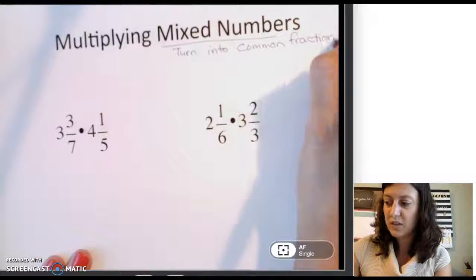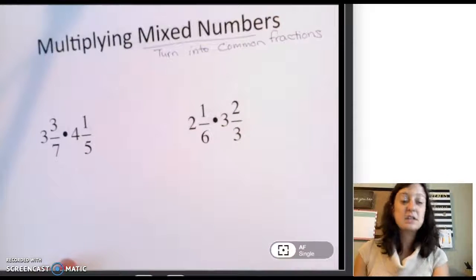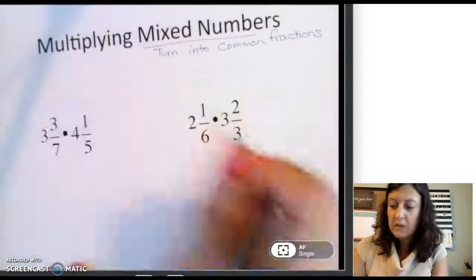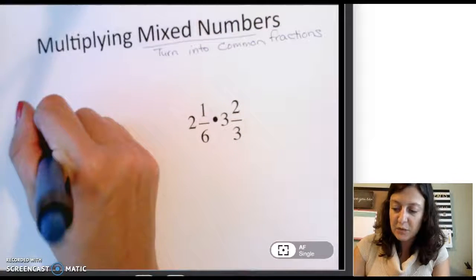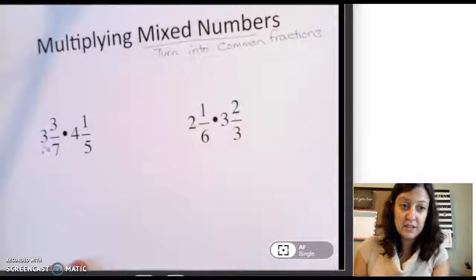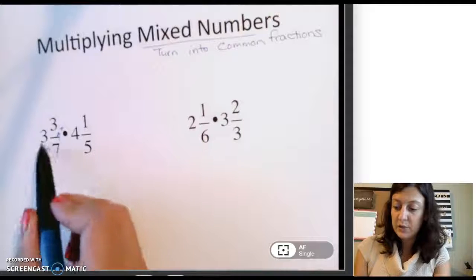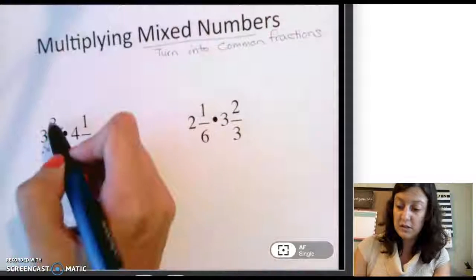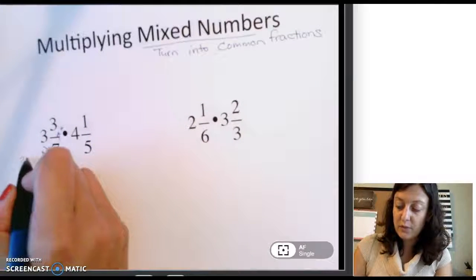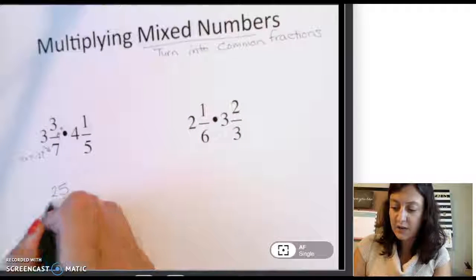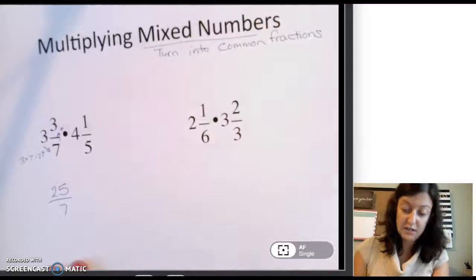Improper just sounds so yucky, like we shouldn't be doing that. These are common fractions. That's another math term for the same thing. To convert to a common fraction, I multiply this number times the denominator, and then I add. 3 times 7 is 21. You could even write that. 3 times 7 is 21, plus 3 is 25 sevenths.